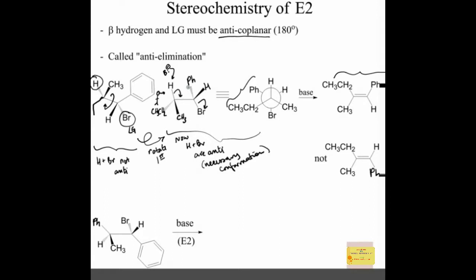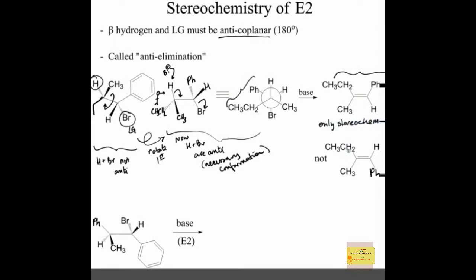So when we flatten it out, remember when we do the elimination, we're going to a planar product. So everything is going to be pushed up or down a little bit, but the phenyl and the ethyl are still going to end up being on the same side. So this is going to be the only stereochemistry that's observed.